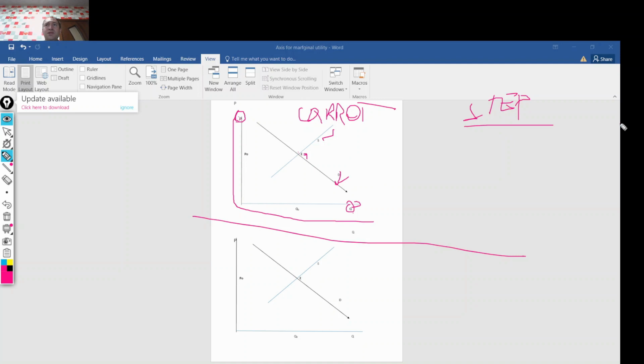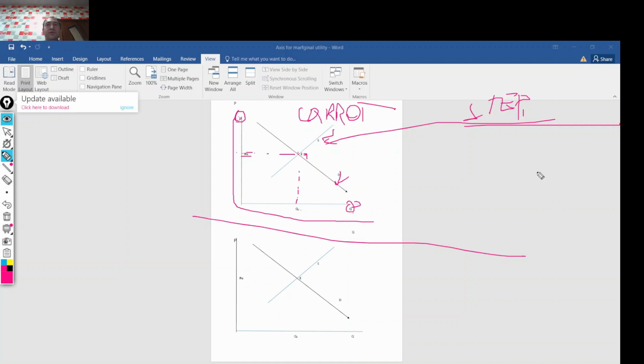Step number 1, draw the original situation. Your original situation is at equilibrium at quantity sold Q0 and price at equilibrium P0. Step number 1, do that. Draft this PQ plane with the curves populating it, and draw the original equilibrium point for Q and P.